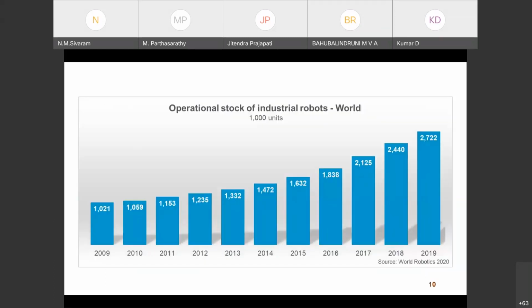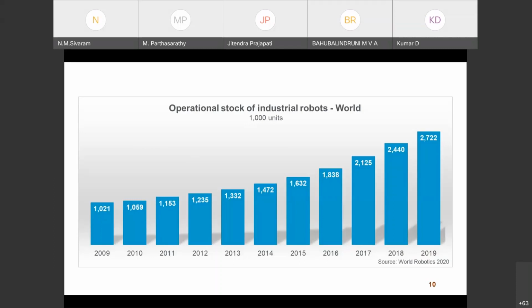And again, you go to a deeper sense: the operational stock of industrial robots. The previous data shows how many robots were installed, but some older robots from before 2010 or 2009 are also still functioning. So how many operational industrial robots are present? Again, it is still on the increase.